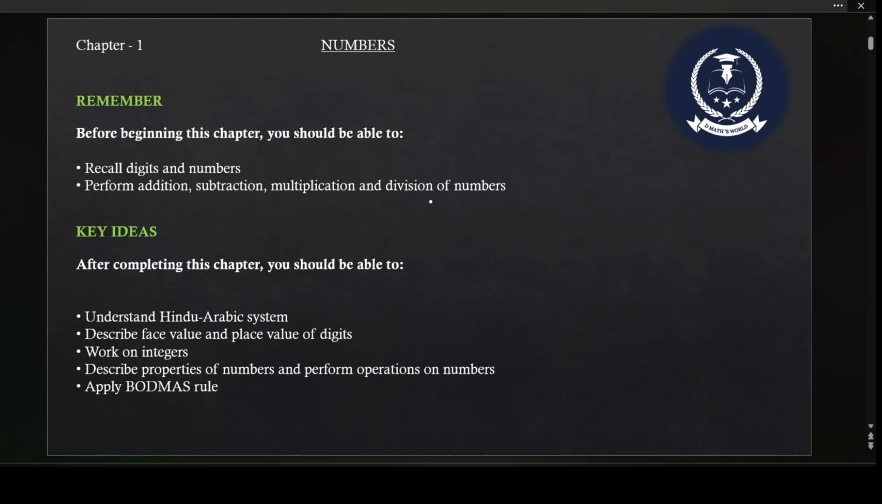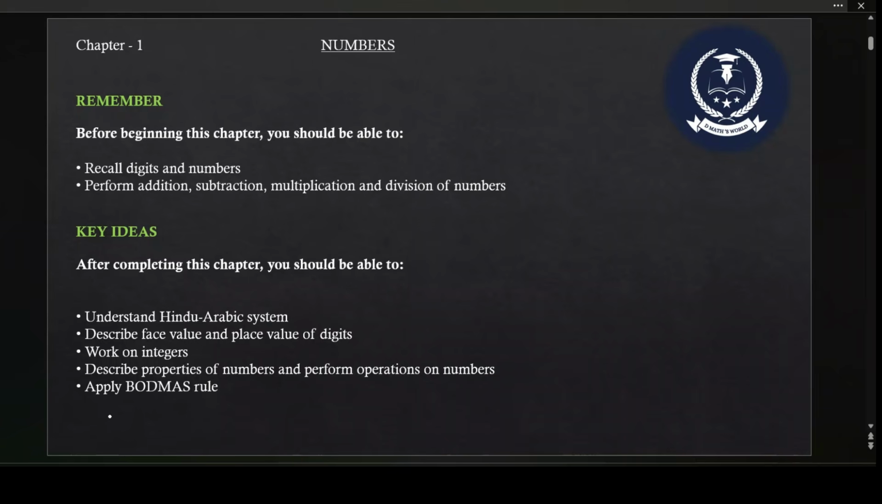Okay. Then after that, we will learn in the next slide these points: Hindu Arabic system, face value and place value of the digit, integers, work on integers like the addition, subtraction, multiplication, and division of the integers. And then I will explain the properties of numbers, perform operations on numbers. And then after that, I will teach you the BODMAS rule.